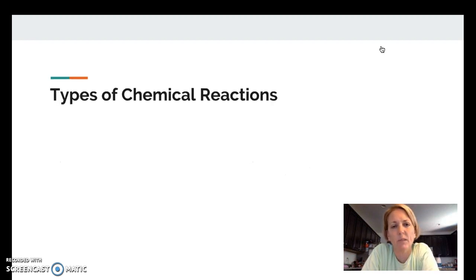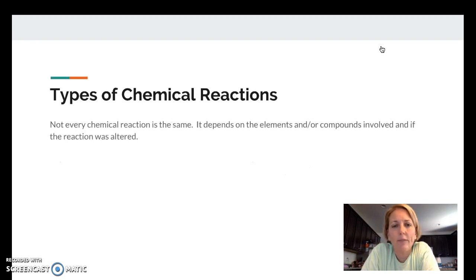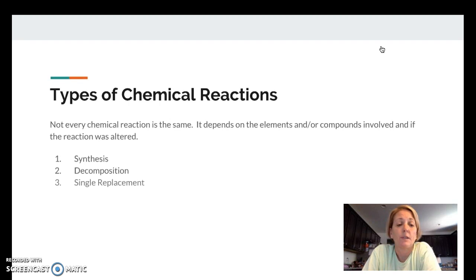So there are 4 types of chemical reactions. Not every reaction is the same. It depends on the elements and compounds involved, and on whether any energy was added, what the result of that reaction is going to be. The first one is called synthesis. Then we have decomposition, single replacement, and double replacement. We're going to look at each of these 4 types of reactions a little bit further.